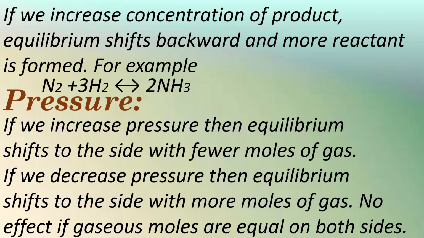If we decrease pressure, then equilibrium shifts to the side with more moles of gas. In this case, the backward reaction occurs. More nitrogen and hydrogen is produced. But if we take the example of a reaction in which reactant and product have the same moles, then there is no effect of pressure.